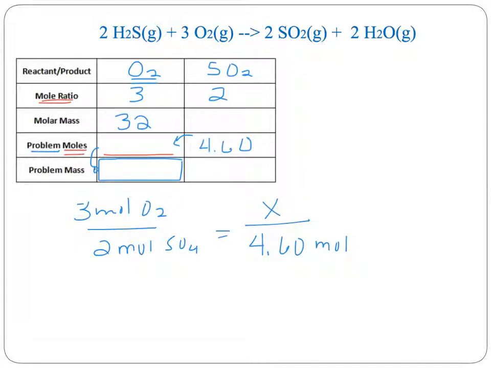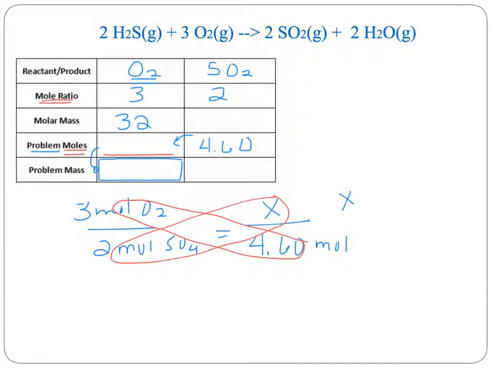You can set them up this way as proportions and then do a cross multiplication where you'd multiply these 2 values together and these 2 values together, and you'd end up having 3 times 4.6 divided by 2, and so that you end up with X being equal to 6.90 moles. And so that's how many moles of oxygen you need to react with the 4.60 moles of sulfur dioxide.